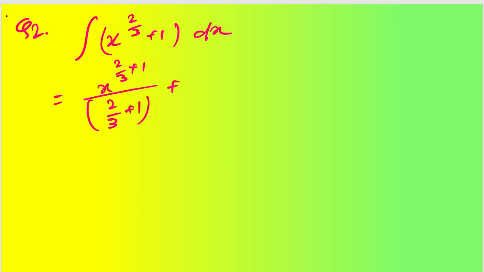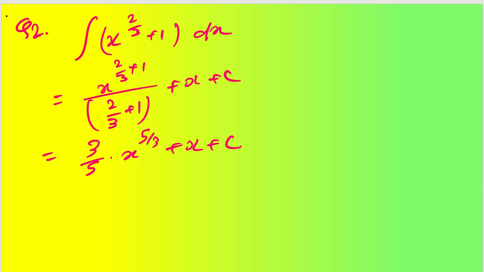plus integration of 1 dx will be what? x plus c. So if you solve it very quickly, what will happen? 2 by 3 plus 1 can be written as 2 plus 3, 5 by 3, and 3 will go up, so it will become 3 by 5 into x to the power 5 by 3 plus x plus c. Okay.